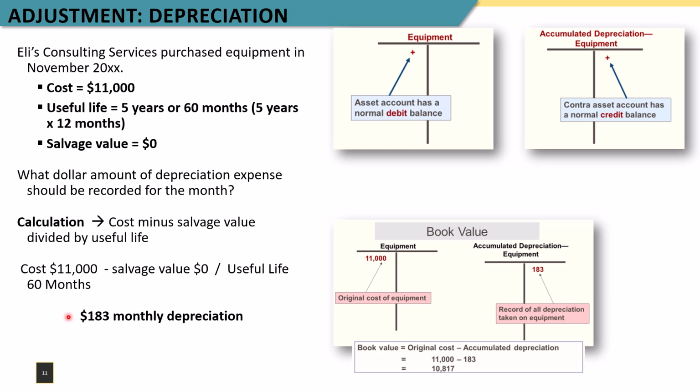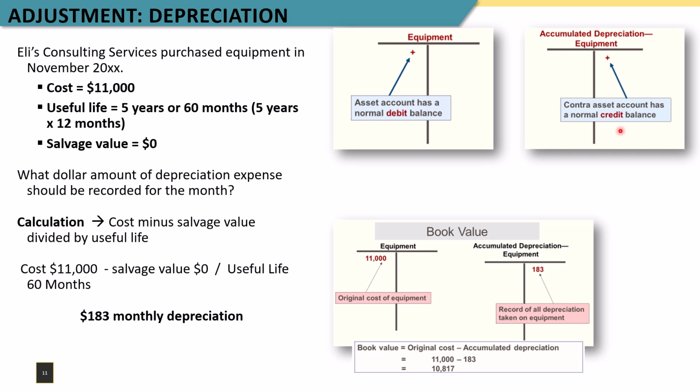As I mentioned previously, depreciation is not recorded directly as a reduction to the asset account. Instead, we are now using a new account called accumulated depreciation equipment, which is also called a contra asset account and has a normal credit balance, even though it's an asset.